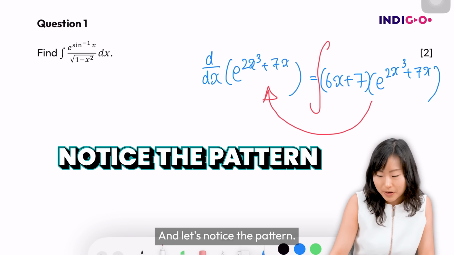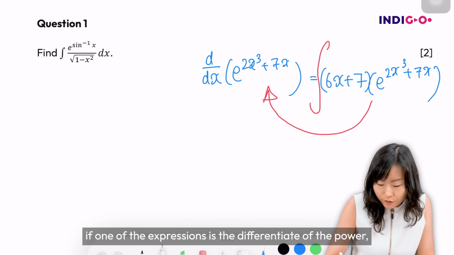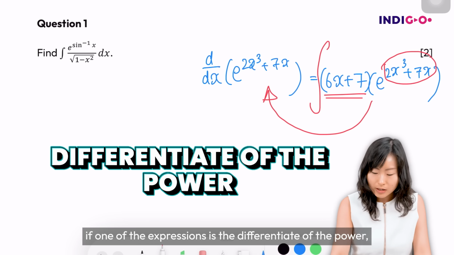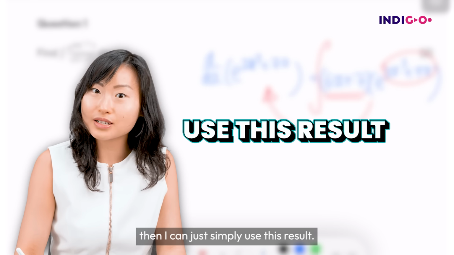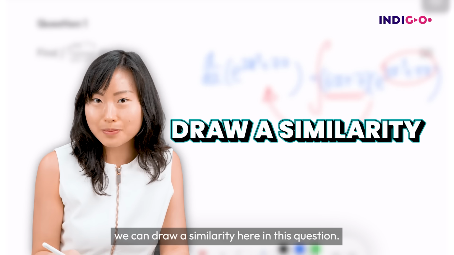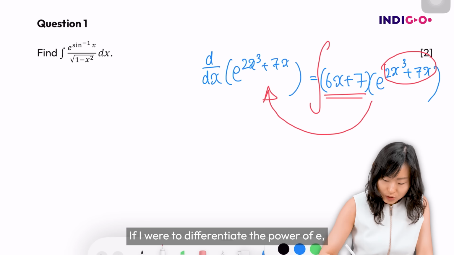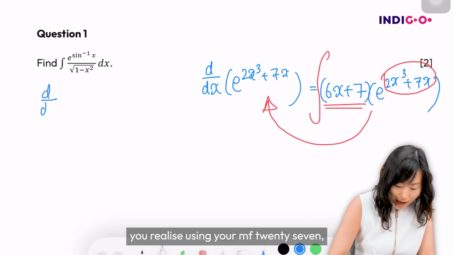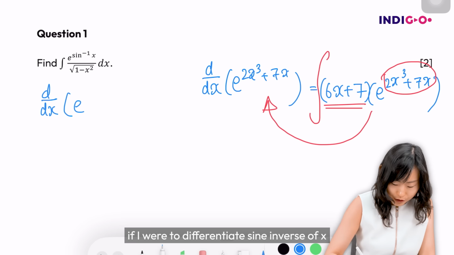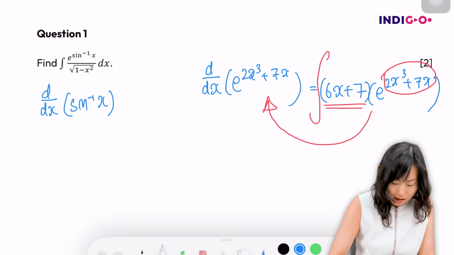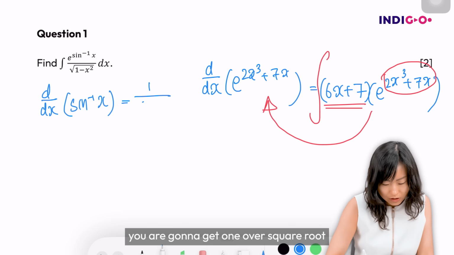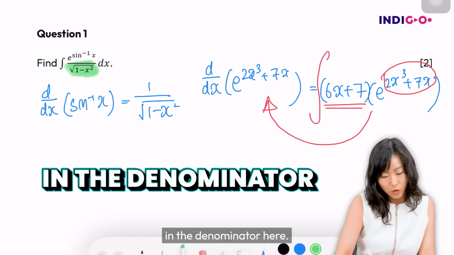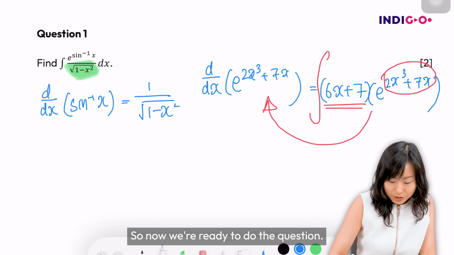And let's notice the pattern. We realize that if one of the expressions is the differentiate of the power, then I can just simply use this result. So let's see whether we can draw a similarity here in this question. If I were to differentiate the power of e, you realize using your MF27, if I were to differentiate sine inverse of x, you are going to get 1 over square root 1 minus x squared, which is kind of what we have in the denominator here. So now we're ready to do the question.